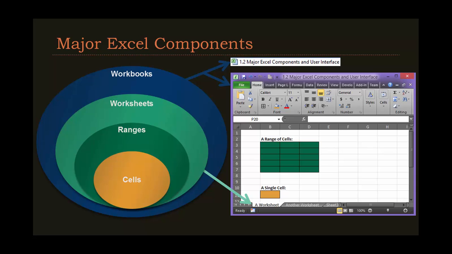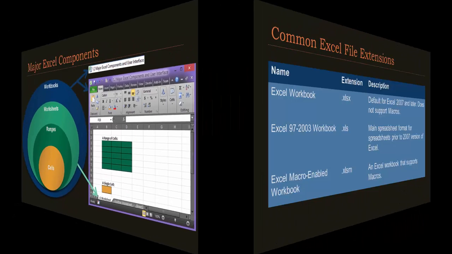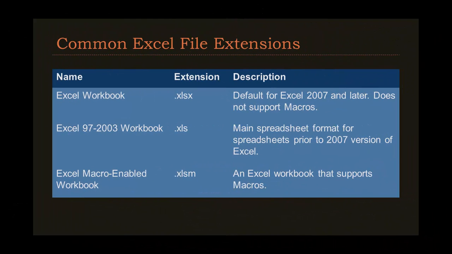So let's take a look at the different types of files used in Excel. Excel has several file extensions that it is compatible with. The most common are listed below. Let's take a quick look at those. The first one we'll discuss is the .xlsx extension. This is the default for Excel 2007 and later.